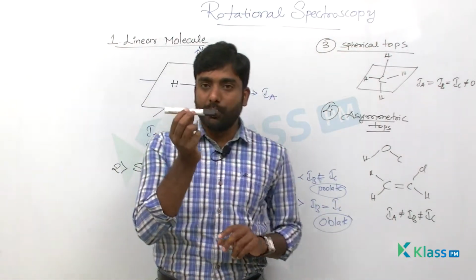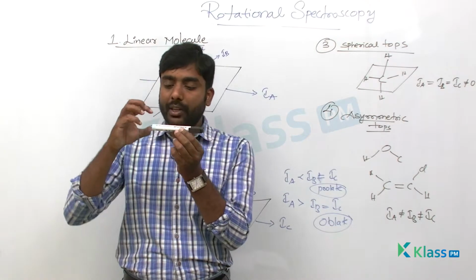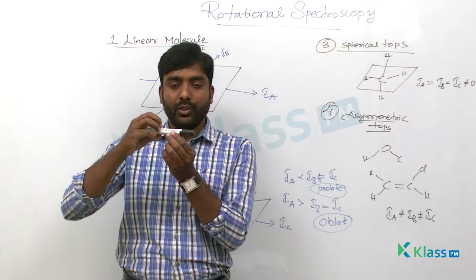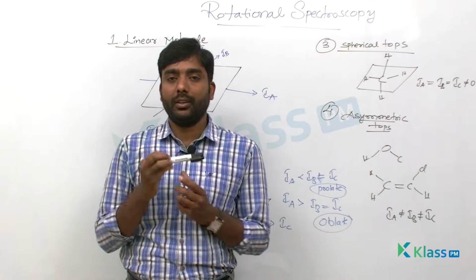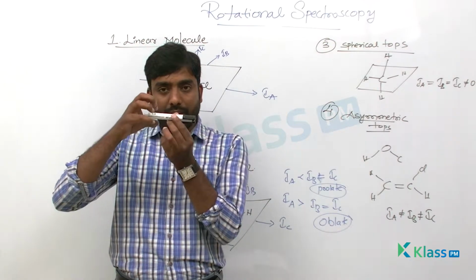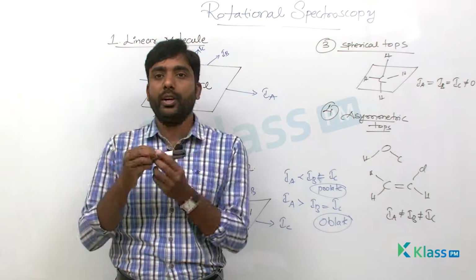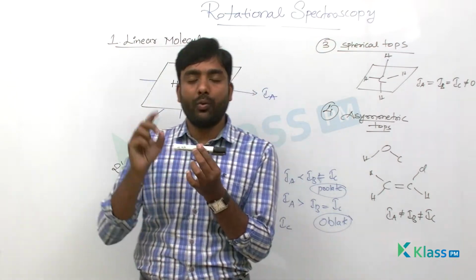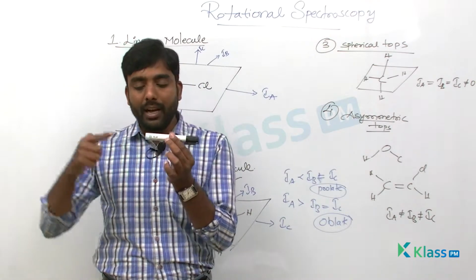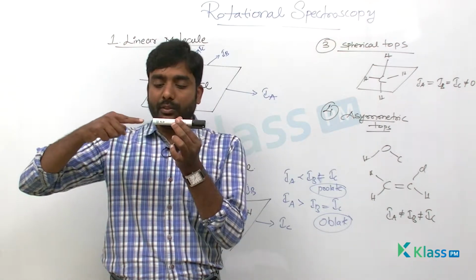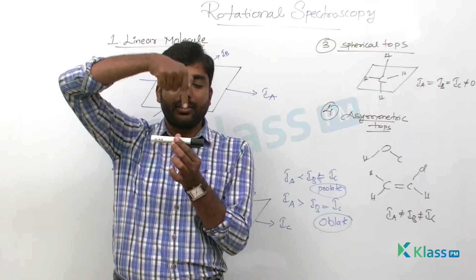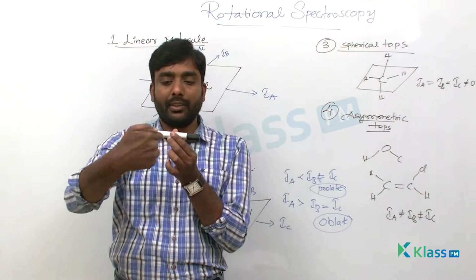Let's imagine this marker is a bond, and on this side you have a hydrogen atom and on the other side a chlorine atom. Imagine here hydrogen and here chlorine. When it comes to the 3-dimensional way, three axes are required: x, y, z. Let's take my x axis like this, going through this way, my y axis like this, and my z axis like this.